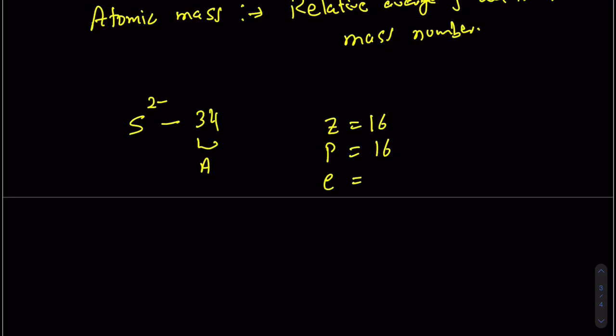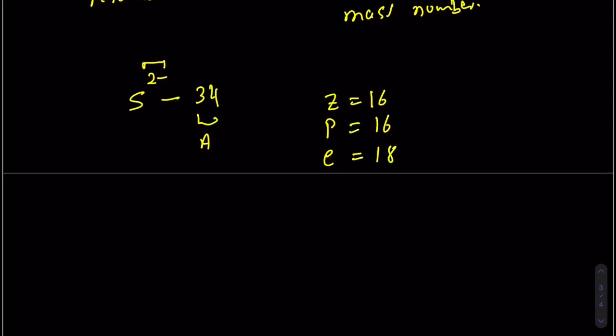How many electrons are we going to have here? It's not electrically neutral, so the number of protons and electrons are not going to be the same. It has a 2 minus charge, which means it's an anion. It's got excess electrons. How many? A 2 minus charge means it has 2 extra electrons than protons. So the number of electrons will be 18. And we already know the mass number to be 34 here. How many neutrons will we have? That's going to be A minus P. So 34 minus 16, so that's going to be 18. Okay, so that's how you find different subatomic particles in a given atom or ion.